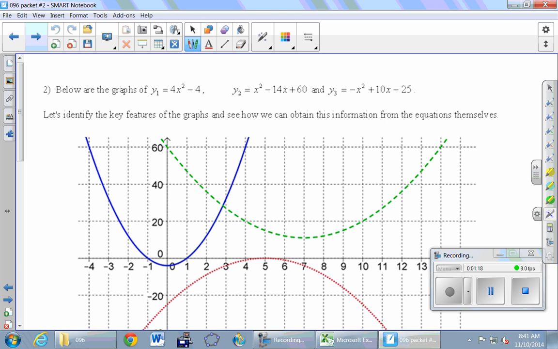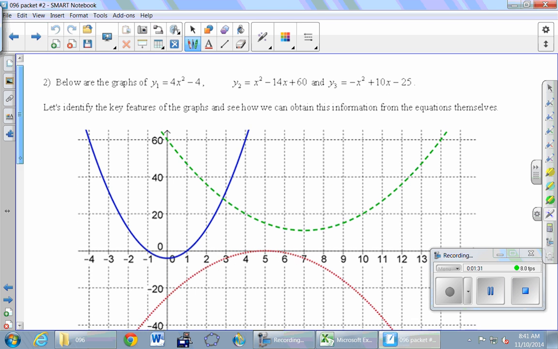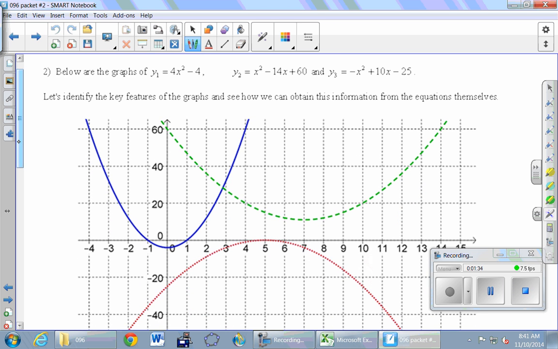It says up here the 3 equations. One of them is y equals 4x squared minus 4. Another one has that equation, and one of them has this equation. So the first thing I want to do is figure out which equation goes with which graph. And the way we're going to do that is by plugging in x equals 0.